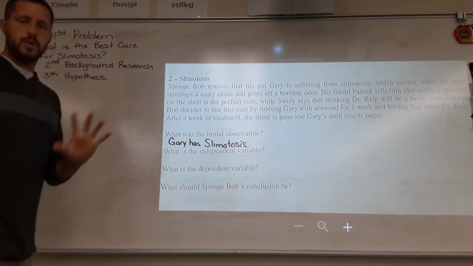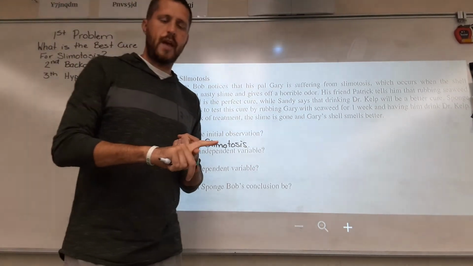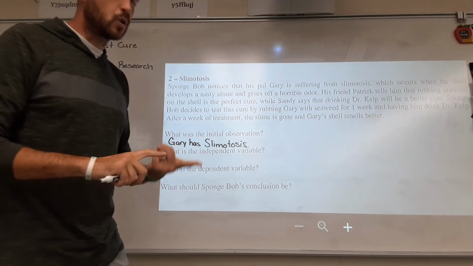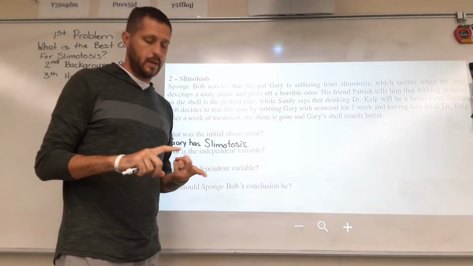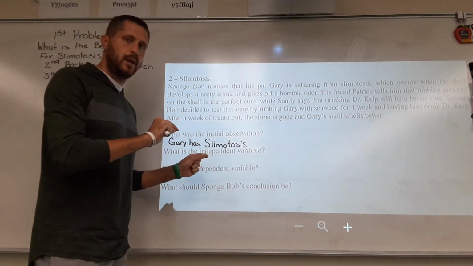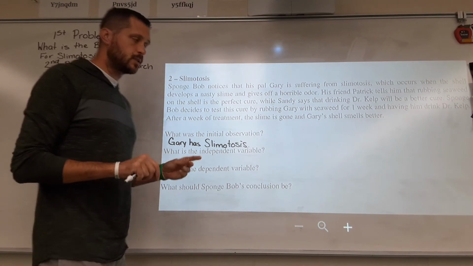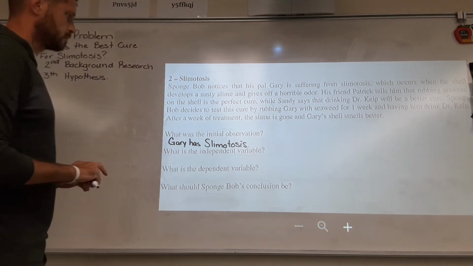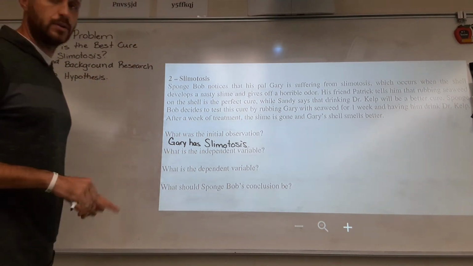Remember, a hypothesis must be 3 things. It must be definite, so we have to be able to prove it right or wrong. So we shouldn't use words like might, maybe, could, or possibly. Second, it must be a statement, so grammatically, it must end in a period. And third, it must answer the question from step number 1. So what's the best cure for slimotosis?